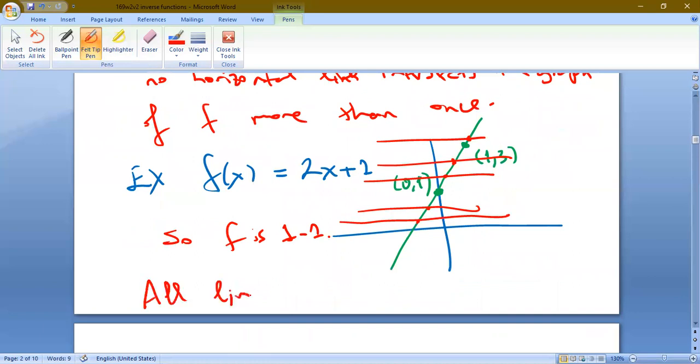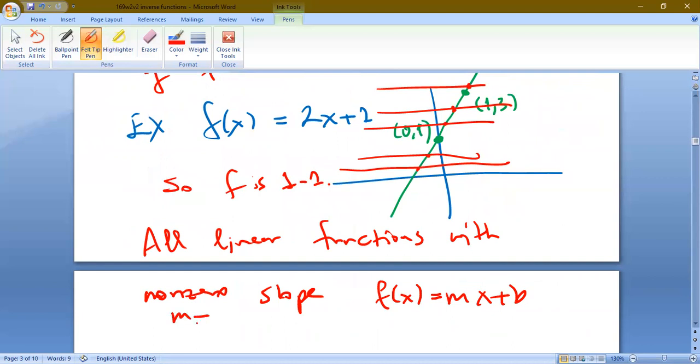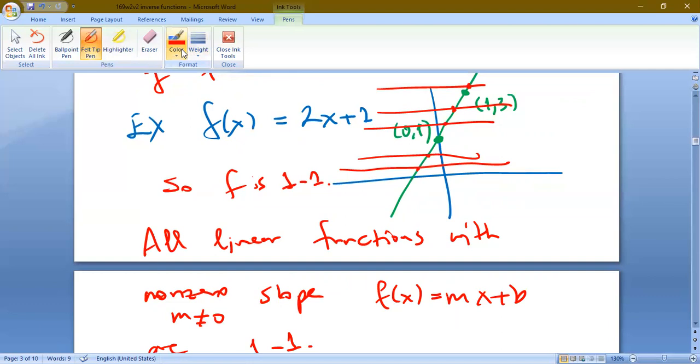All linear functions with non-zero slope are one-to-one. Non-zero slope means, if you have a linear function, you will have an equation like mx plus b. So here, non-zero slope means m is never zero.